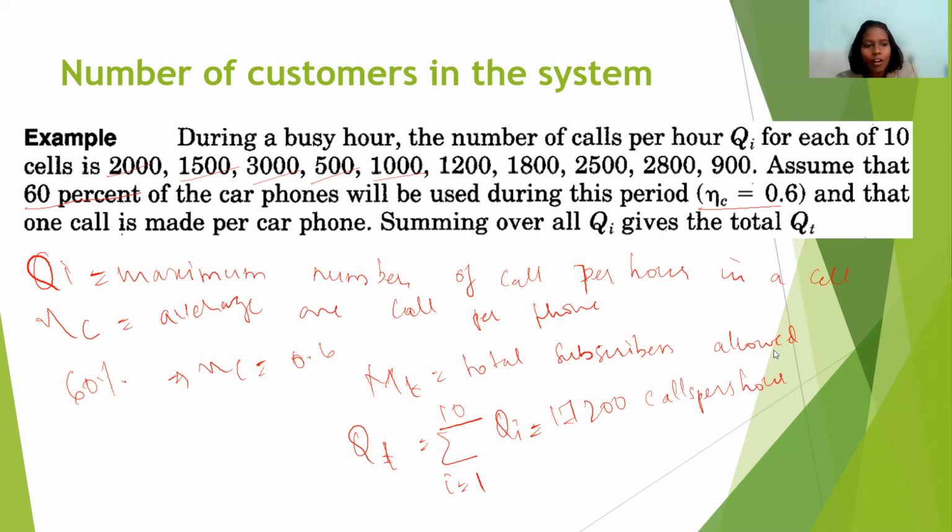Okay. So next what we need to see is MT. How will we get it? QT by eta C. If we calculate QT by eta C, that is 17200 by 0.6, we will get the number of subscribers allowed. How much does it sum up to? 28667. So the answer is 28667. So nearly 29,000 subscribers can be allowed in that particular zone.